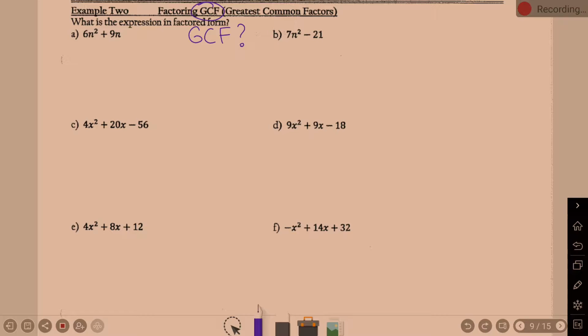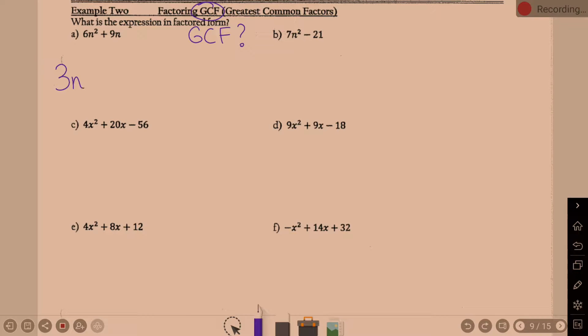N. Well, no, because one n is not technically a square, because there's an n squared. Okay. But do they both have a factor of n? Yes, I can divide both terms by an n. As long as they have n to the first or higher, any power, we can divide by an n. So our GCF here is going to be 3n.